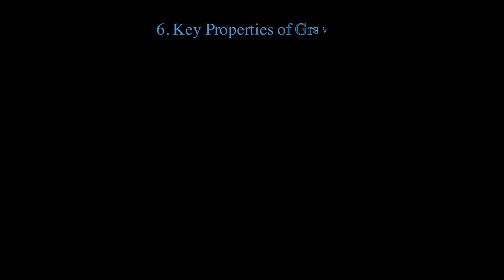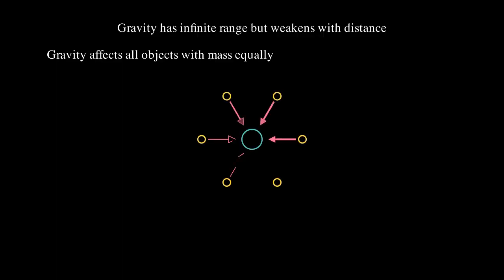Let's summarize the important properties that make gravity unique. Unlike electric forces, which can attract or repel, gravity always attracts objects toward each other. Gravitational force extends infinitely through space, but it gets weaker as objects move farther apart. Every object with mass experiences and creates gravitational force, regardless of its composition. This illustration shows how a central mass attracts all surrounding masses, demonstrating gravity's universal attractive nature.